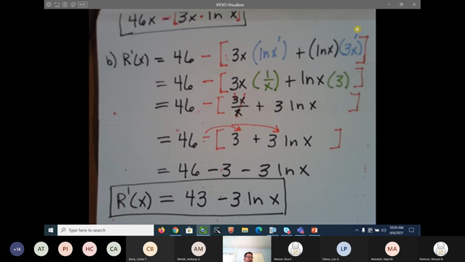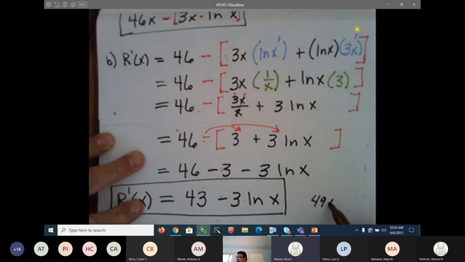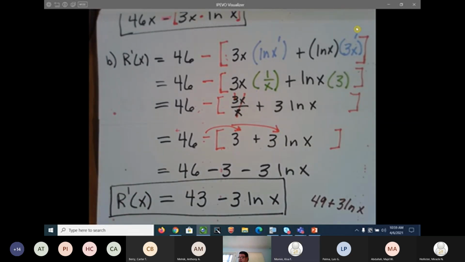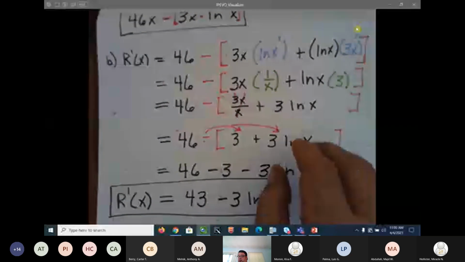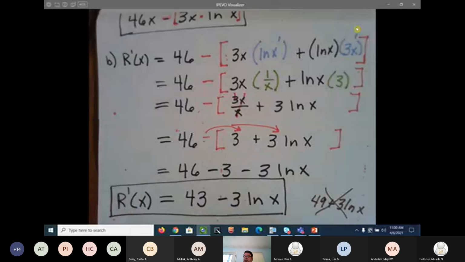And that is the one, and I'll put it in brown because that's the wrong answer: 49 plus 3 natural log of x. That is not the right answer. And that's what people get when they do this problem between the two blue lines of your notebook paper, because you're special and you can skip steps. Well, if you got 49 or you didn't get what I got, you're not special and you don't need to skip steps.